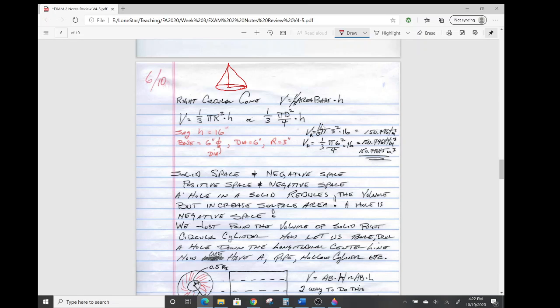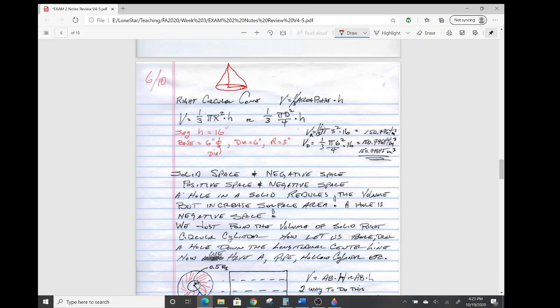The volume of a right circular cone is 1/3 the area of the base times the height. Since it's circular, anybody with an IQ above 5 knows that circular means circle, so the area of the base is pi r squared. That's the area of the base. So it's 1/3 pi r squared times the height, or 1/3 pi d squared over 4 times the height.